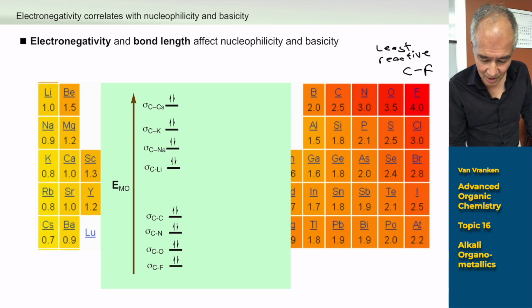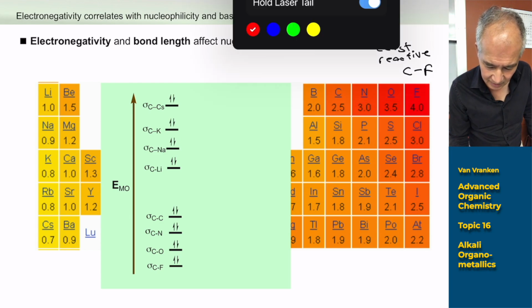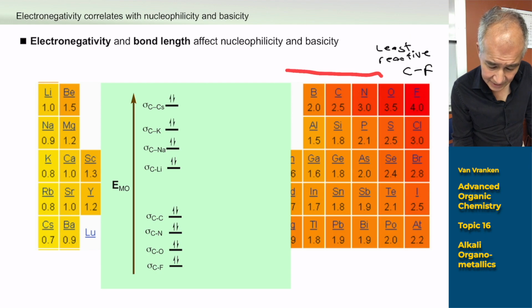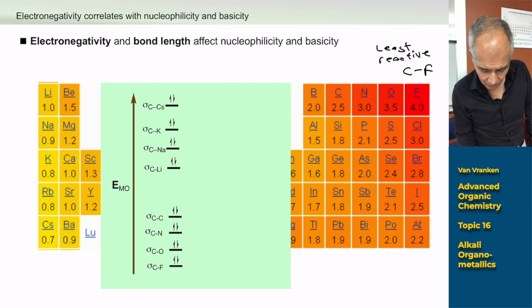We can just march across the periodic table. Unfortunately, my MO diagram goes vertically and not horizontally. But as we march across the periodic table, going to things that are less and less electronegative, more electropositive, we end up with sigma bonds to carbon that are more and more nucleophilic.